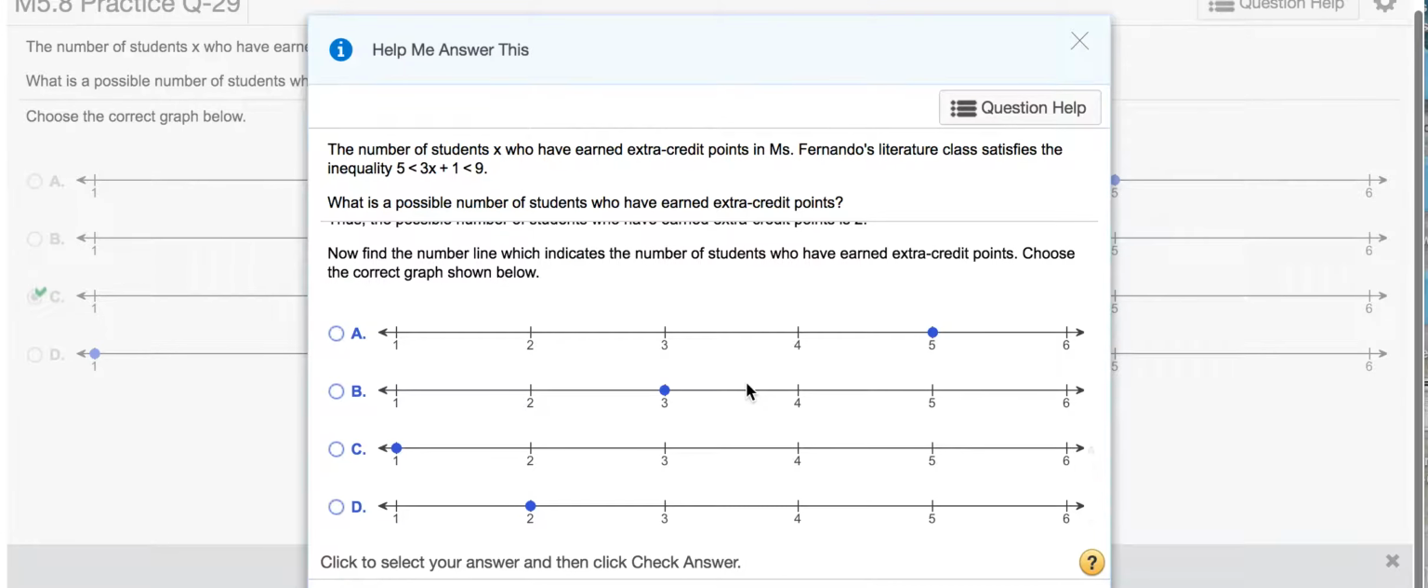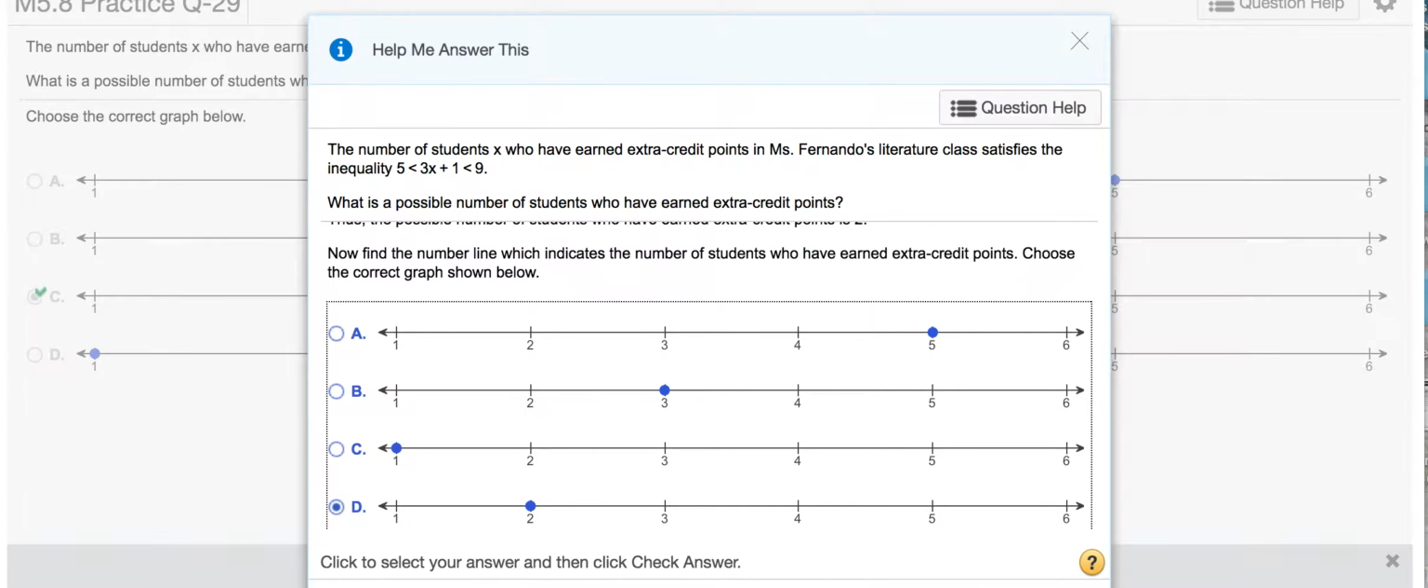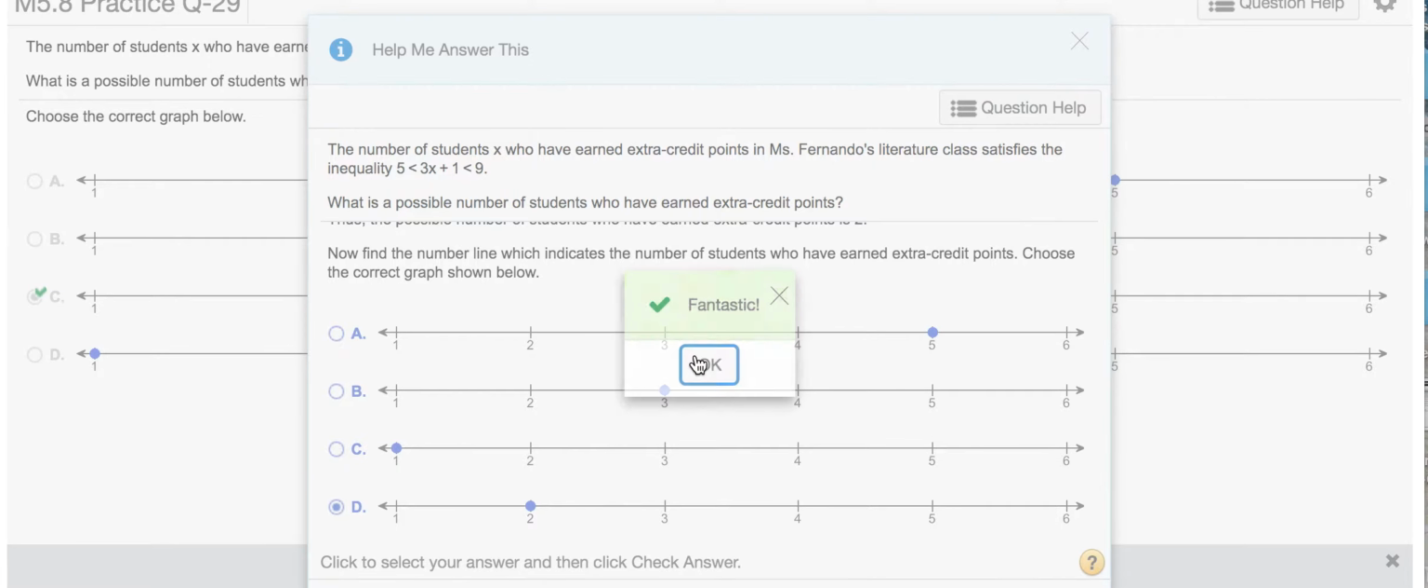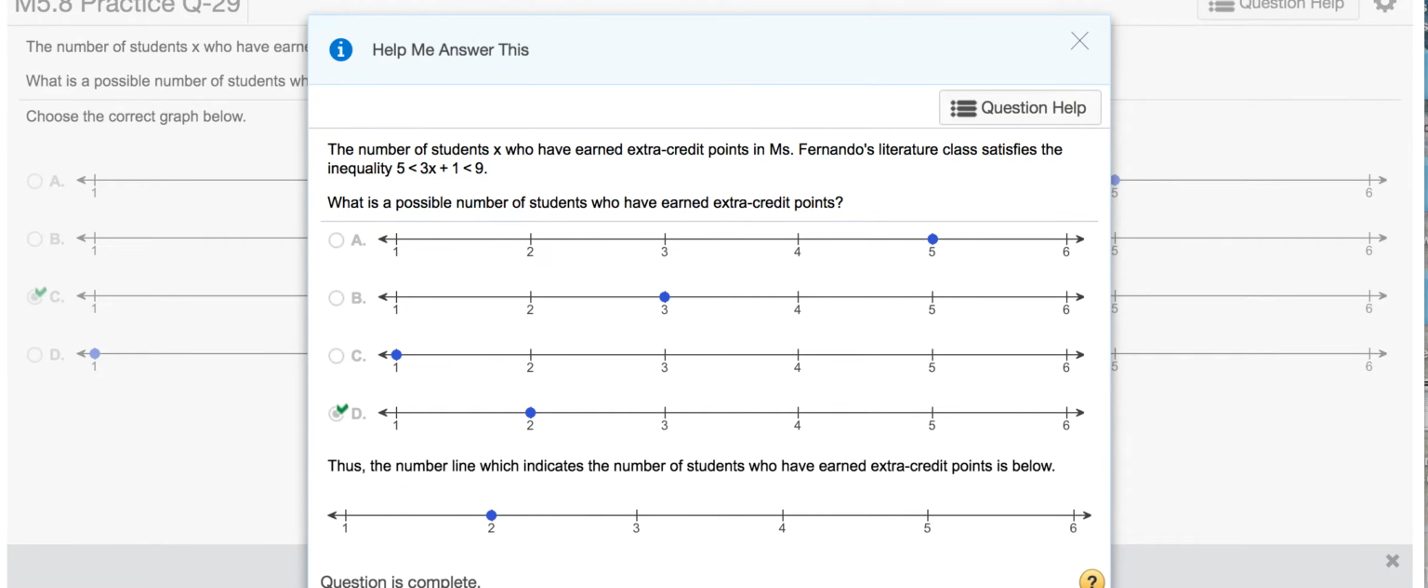So if you look here, you need to find 2, which is D. I hope that made sense and helped you out.